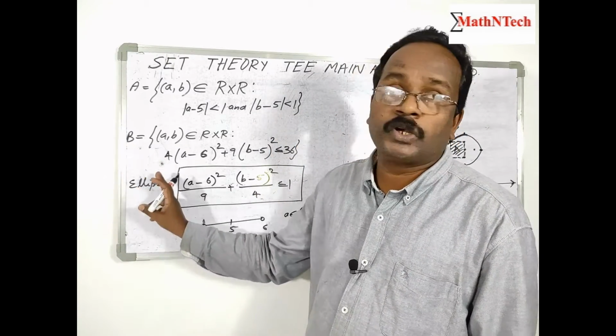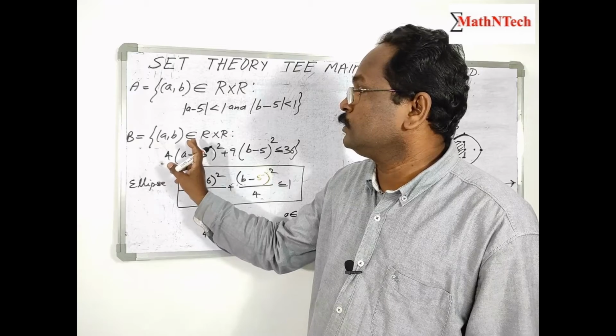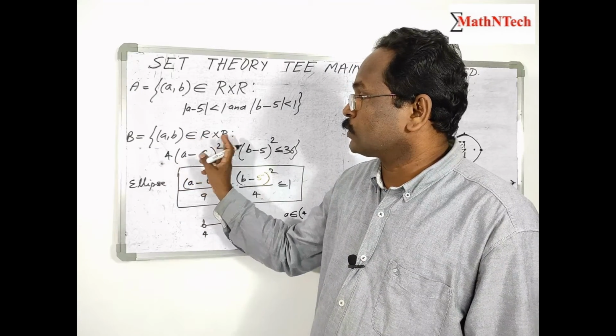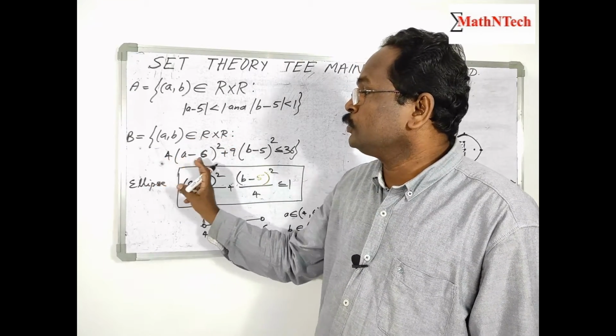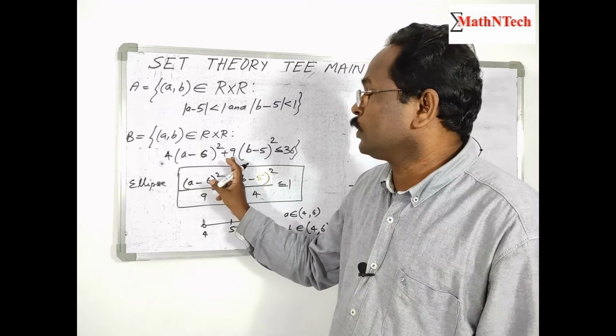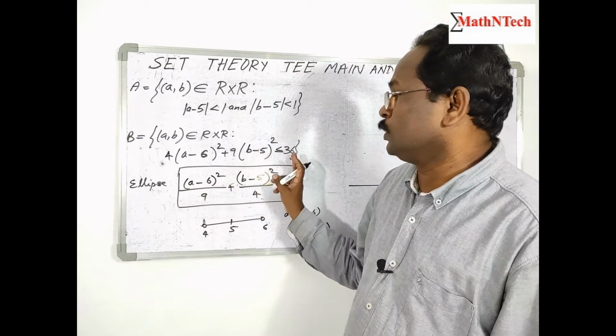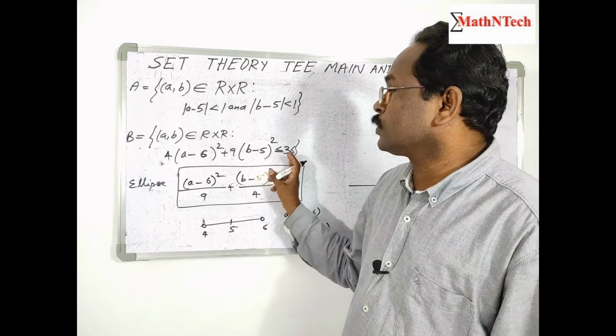Now set B equals the set of ordered pairs (A, B) belonging to R cross R such that 4 into (A minus 6) square plus 9 into (B minus 5) square is less than or equal to 36.